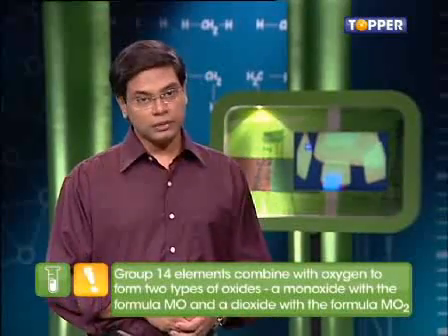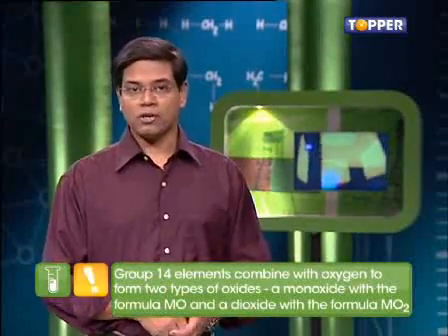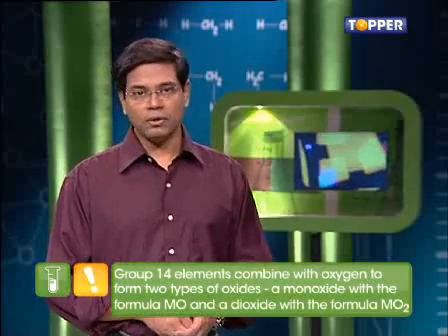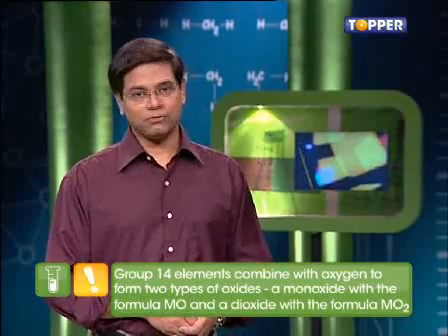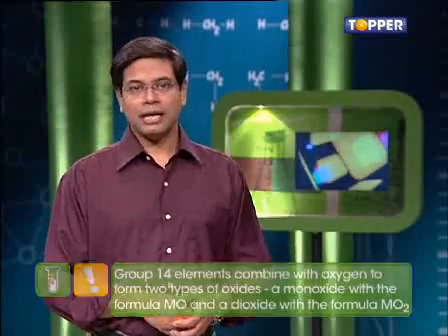The proof of the +4 and +2 oxidation states of group 14 elements is that they combine with oxygen to form two types of oxides, a monooxide with the formula MO and a dioxide with the formula MO2. In monooxides, group 14 elements show an oxidation state of +2, and in dioxide, they show an oxidation state of +4.